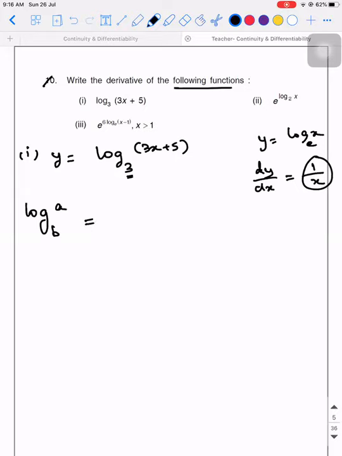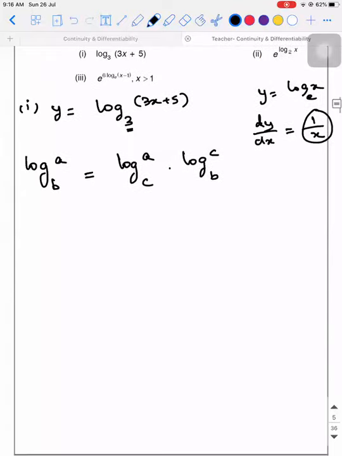If you have log a base b, you can write it as log of a base c into log of c base b. If you don't know this property, make a note of it. So how am I supposed to change this question? It will be log of 3x plus 5 with base e, which I need for differentiating, into, I should compensate it with log e base 3.